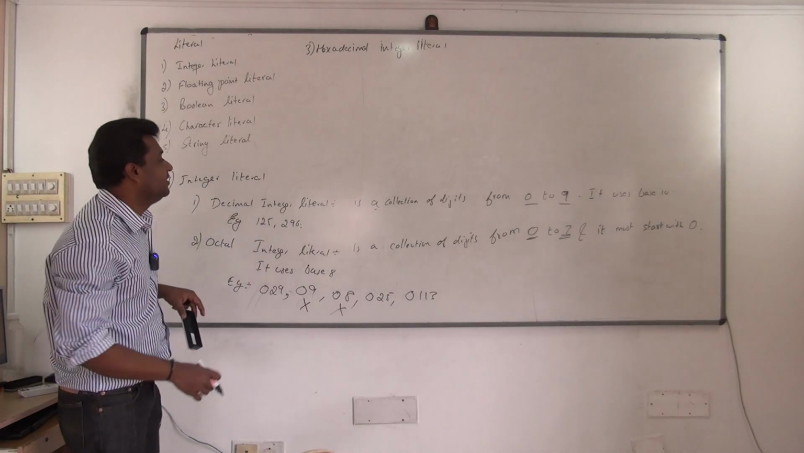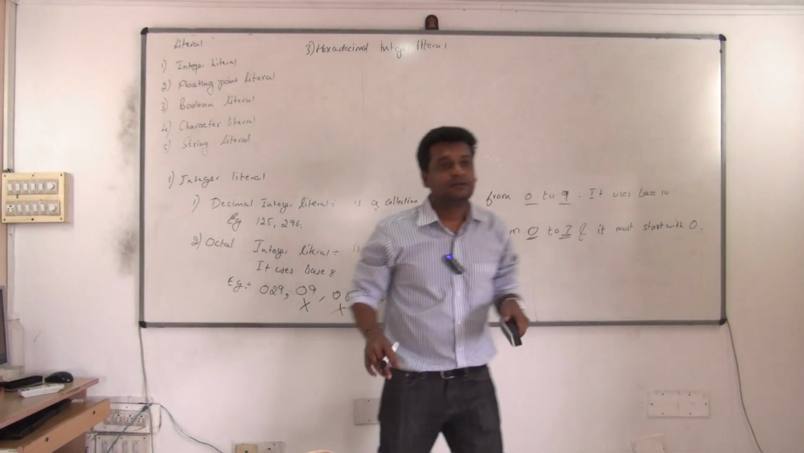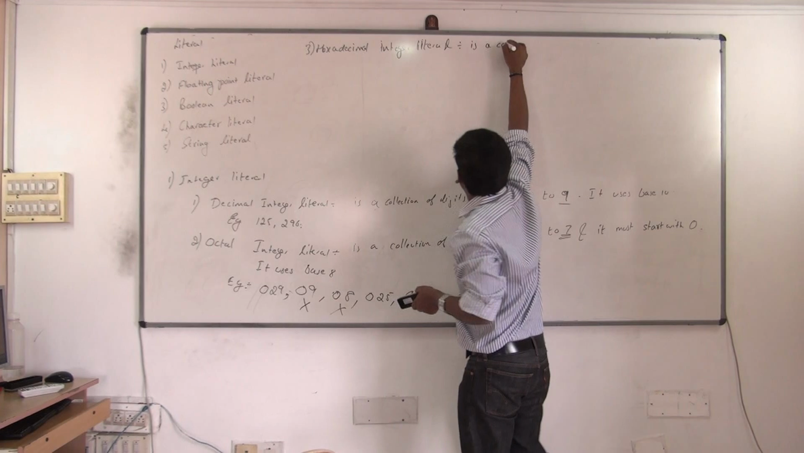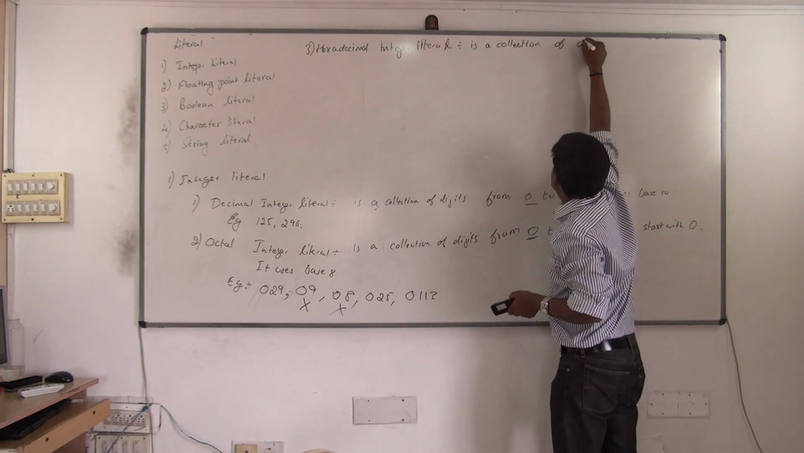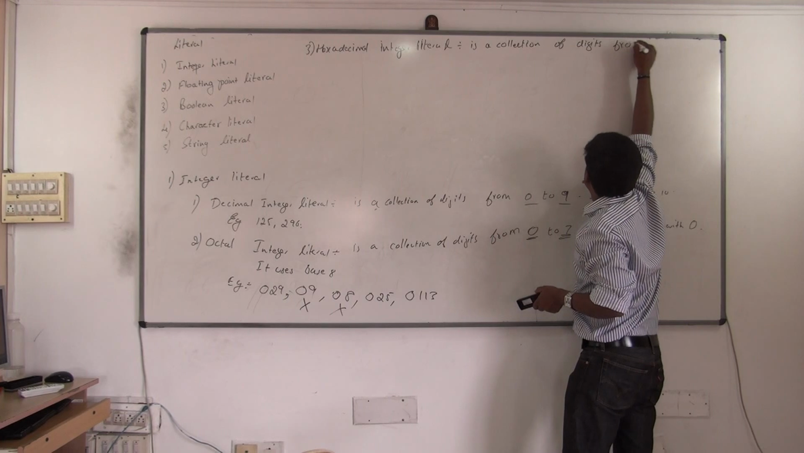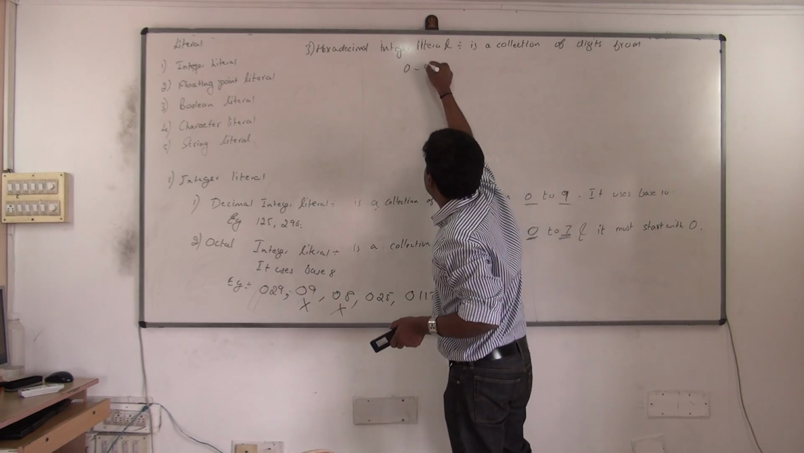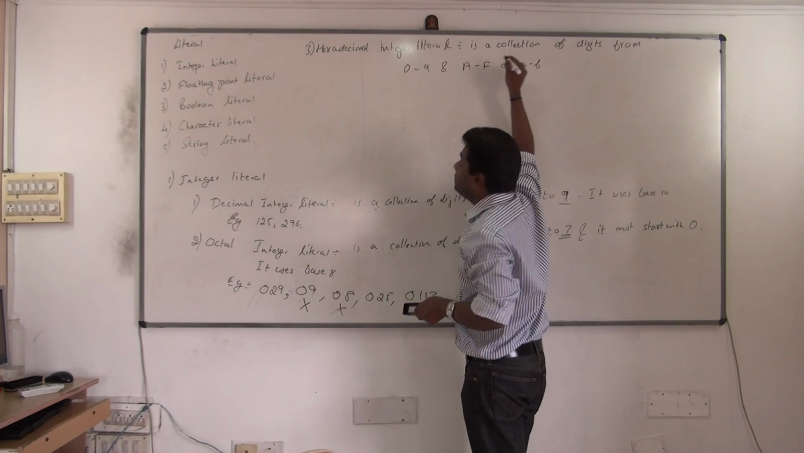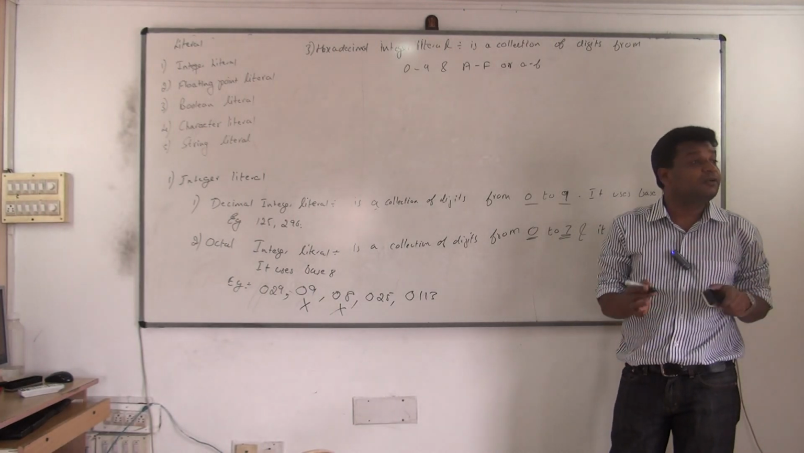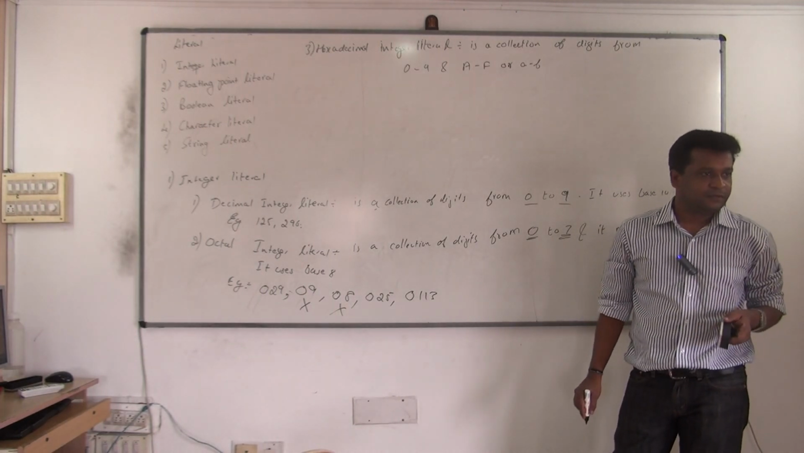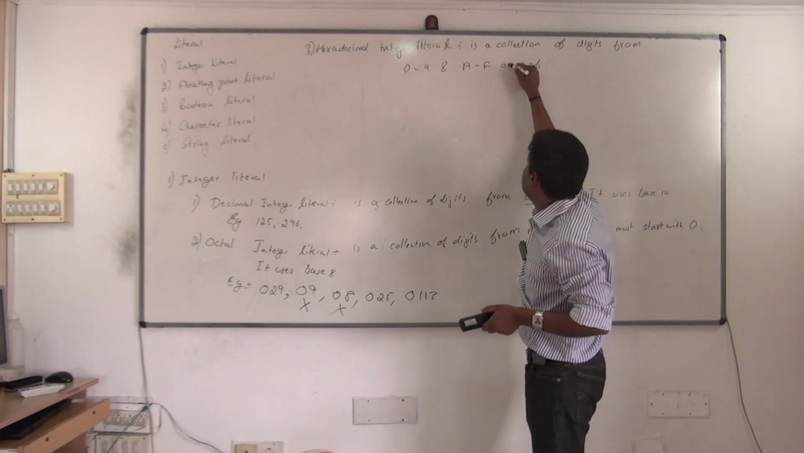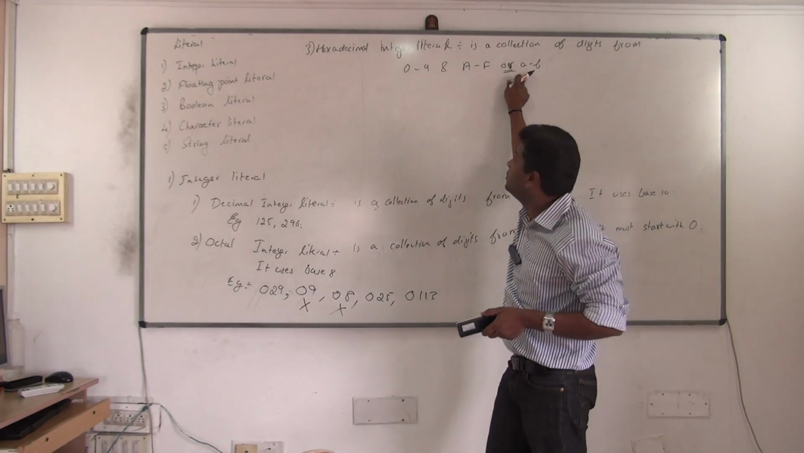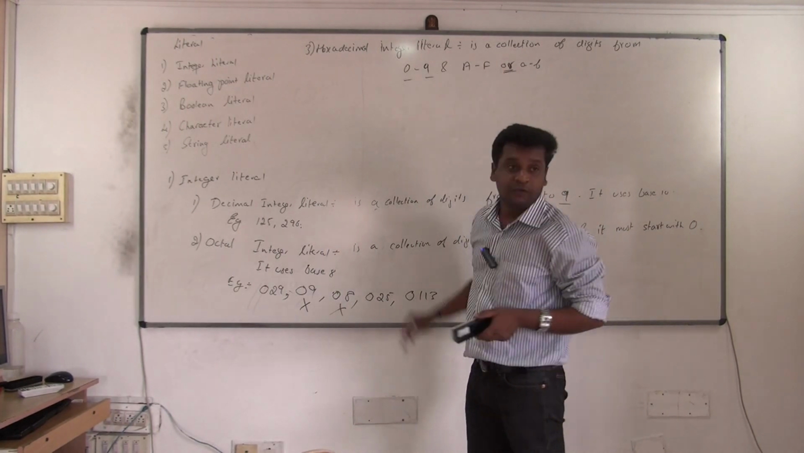Write points for that. It is a collection of digits from where to where now? It's a collection of digits from 0 to 9 and A to F. A to F means 16 digits it can store, but we include A and F with that. Understood? So either it can be capital A to F or it can be small a to f, no issues. But 0 to 9 only, here also. Combination of this.